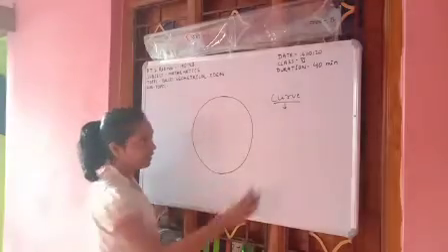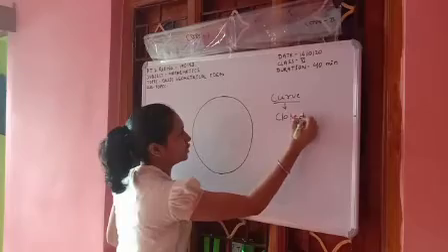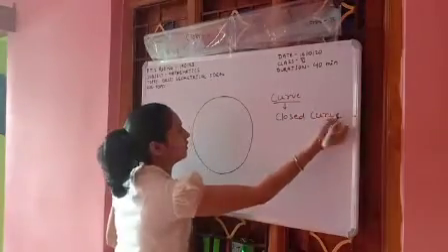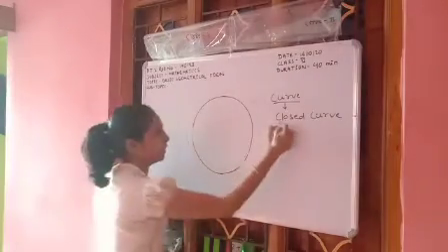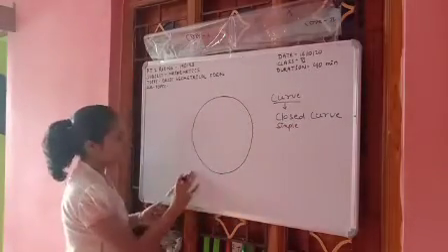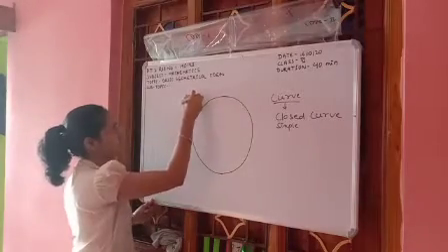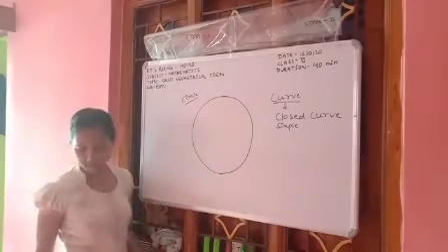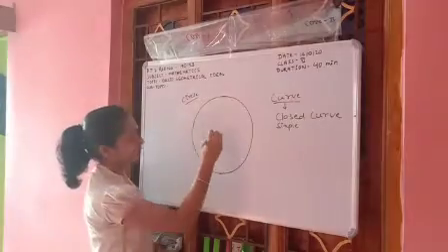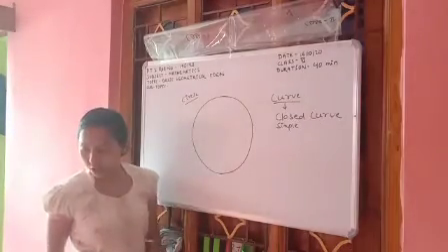Simple and closed curve. This is a closed curve. Yes, a simple curve also. Here we call it a circle. And you can also draw it by using the compass.